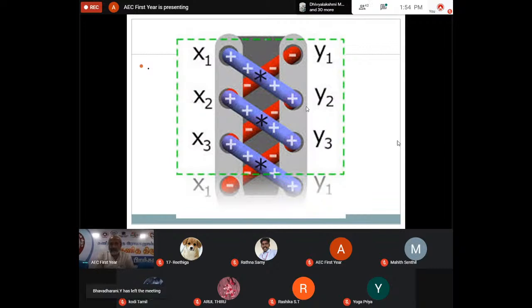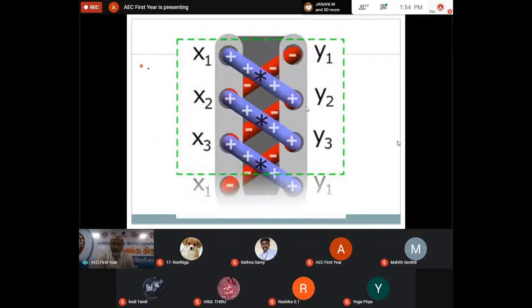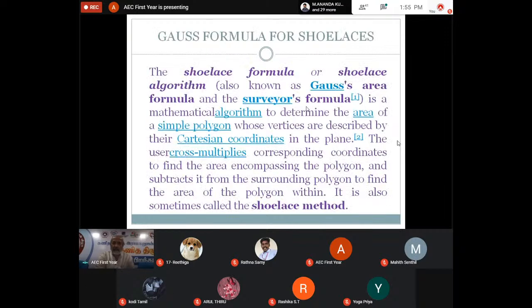So imagine this kind of shoelacing. Mathematicians, do you know what they do? They always play with x and y. So x1, x2, x3, y1, y2, y3. This is the way you tie the shoe. See what Gauss did. Gauss compared it with polygons of many vertices. He saw x1, y1, x2, y2, etc. as a problem of polygons. Look at this: we have regular pentagon, irregular pentagon, triangle, complex polygon, irregular hexagon, concave hexagon, etc. He saw tying shoelaces as a polygonal problem. So the shoelace formula or shoelace algorithm is also known as Gauss's area formula. It is a mathematical algorithm.